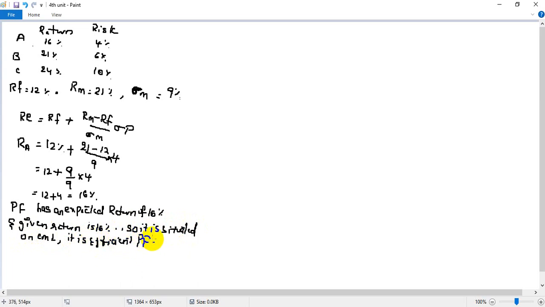Whether it is efficient or not, he is asking, isn't it? Because what we have calculated is also 16 and what has been given in the question, return on A, is also 16. So both are equal. That means it's on the graph. The line that I have shown you, it is exactly on that line. So all the portfolios which are placed on that line are efficient. Here we got both of them the same, so it is an efficient portfolio. Now let's find out for B.